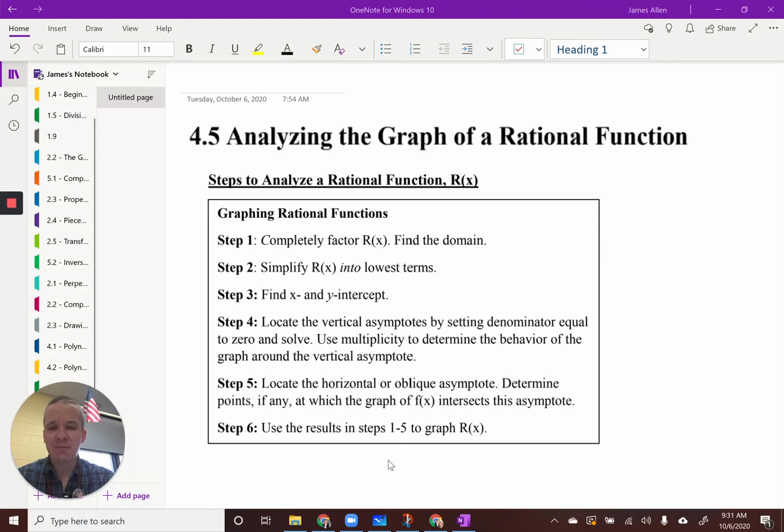It is time to analyze the graph of a rational function. Now, we have been working with our rational functions. We're going to do a little more with it here today. And I think what many of us often like are some step-by-step guidelines, right? A lot of us are step-by-step type people.